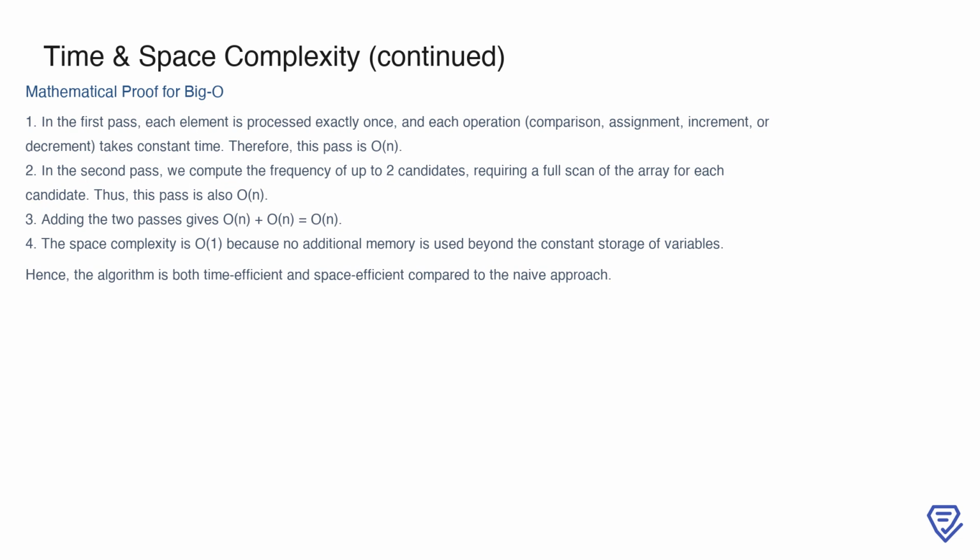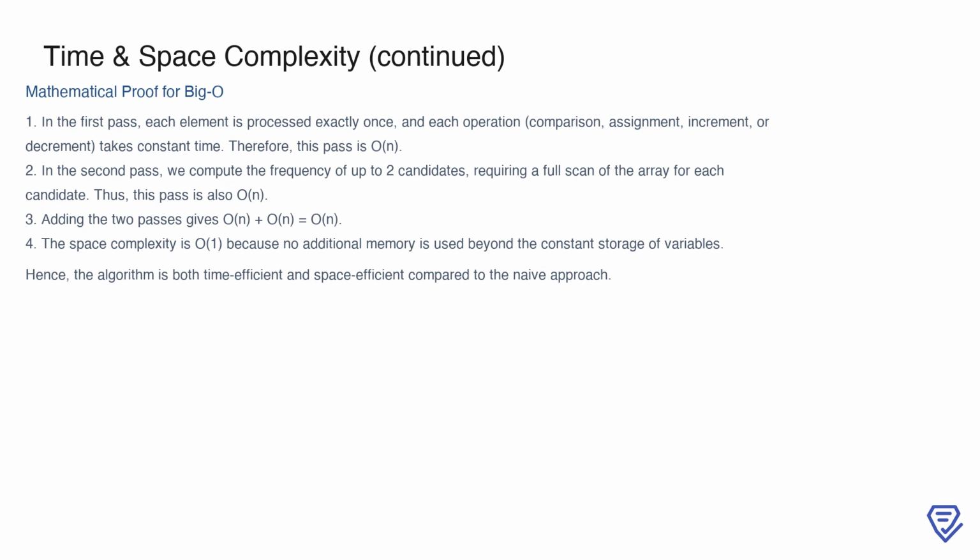In the second pass, we calculate the frequency of up to two candidates. For each candidate, we perform a full scan of the array, which takes O(n) per candidate. Since there are at most two candidates, this step also has a time complexity of O(n), which simplifies to O(n). Adding the time taken by both passes, we get O(n) plus O(n), which equals O(n).